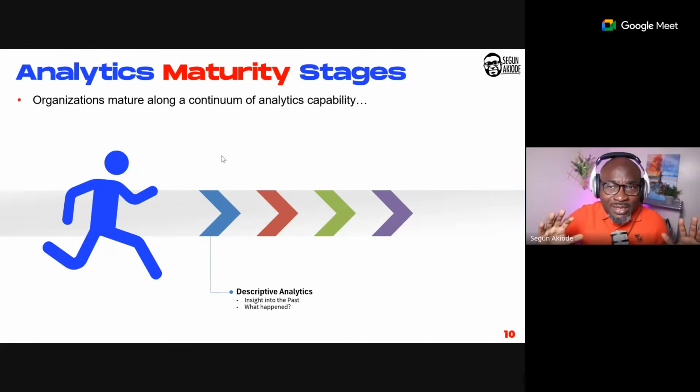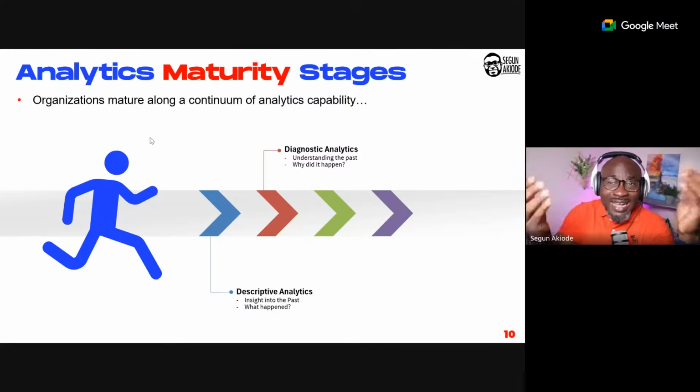You're not doing anything. You take your historical data on HR and you describe it. This is our workforce headcount. This is our talent management scores in terms of our KPIs. You're just describing. That's the first stage. The second stage is diagnostic. Diagnostic is understanding the past: why did it happen? It is the next step after descriptive.